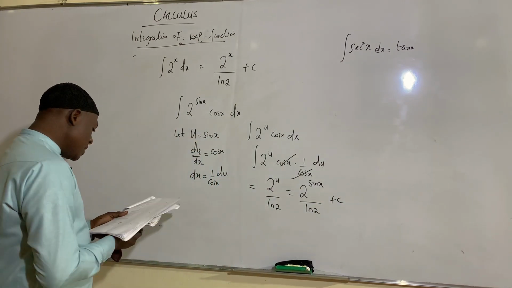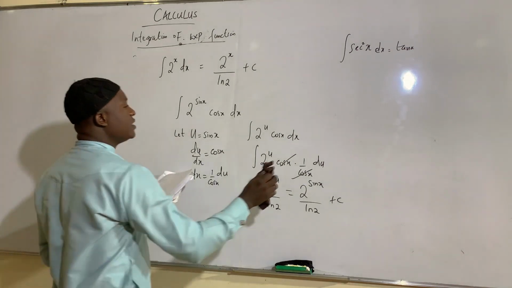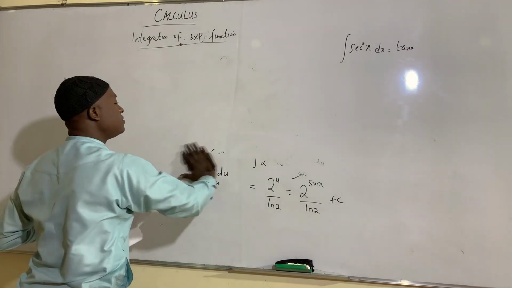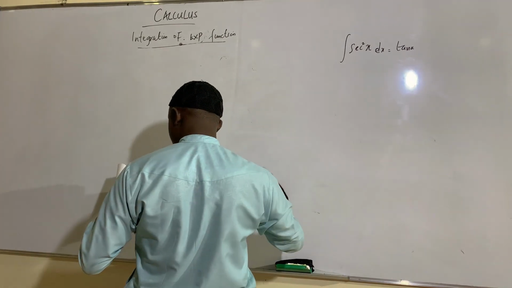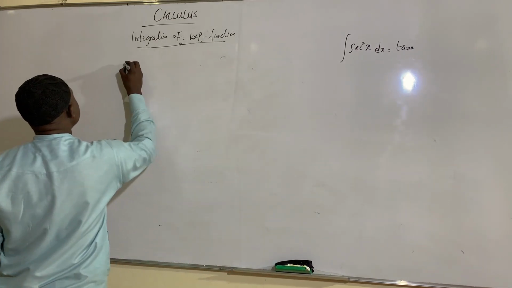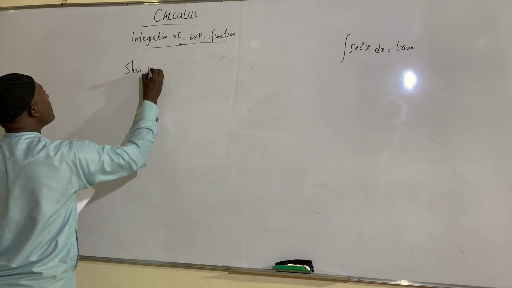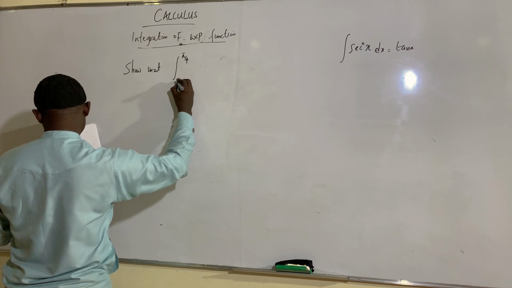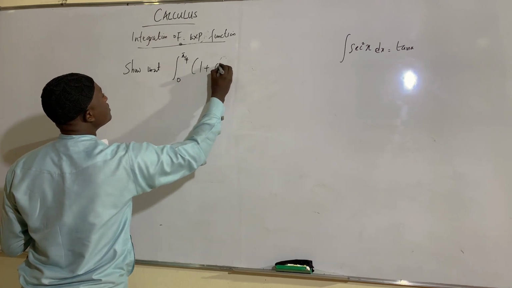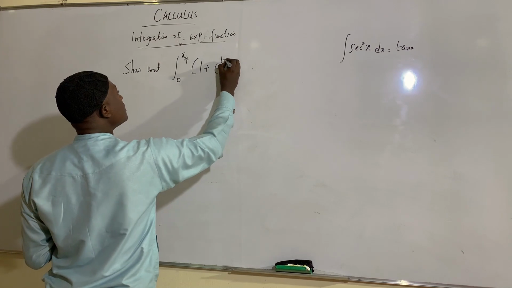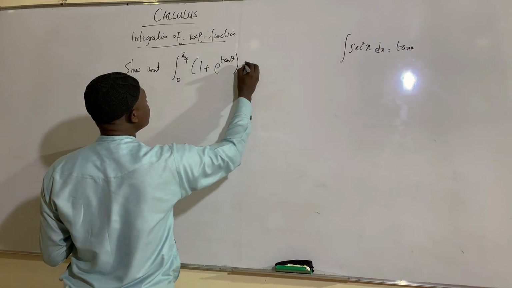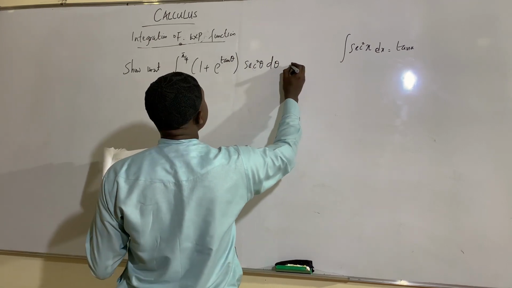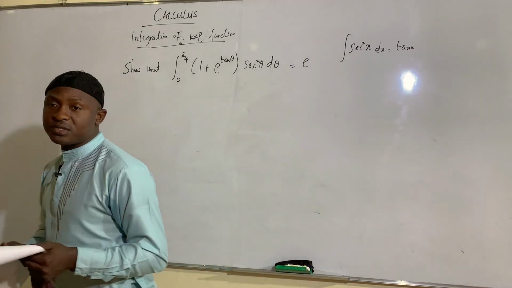So let me solve one more so that you get it better. Here we have to prove. So let's see the proving, if it's going to work. It says show that the integral from pi over 4 to 0 of 1 plus e raised to the power of tan theta, sec square theta d theta, is equal to e. It's just a packaging, it's just so simple and straightforward.